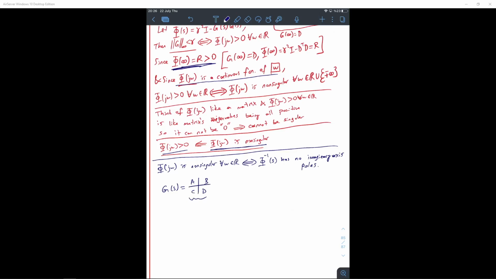This is the state space representation, and this is the transfer function representation, right? Okay, and we also have phi of S, right? Phi of S, what was it? It was gamma square identity minus g theta of S and g theta, right? Okay, what I'm trying to say is this is a transfer function, and since this is a transfer function, there should be its own A, B, C, and D, right?